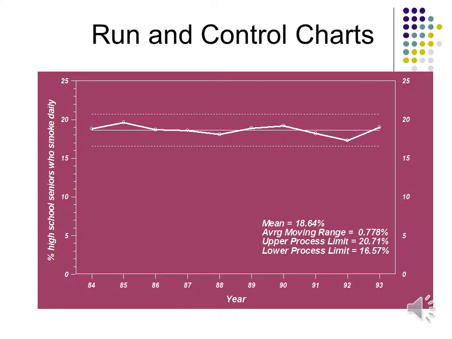Okay, the final thing in this long unit, and I know it's been a grueling one, is I want to touch on run charts and control charts. This is the data we looked at at the beginning of the unit. This is the percent of high school seniors who smoke daily, and remember we saw that it didn't change much over time. And this is a run chart where you can follow something over time.